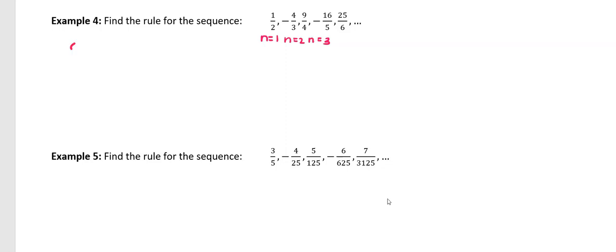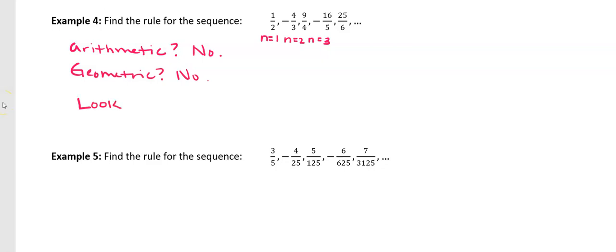So what that's telling us is that we do not have an arithmetic sequence, and we do not have a geometric sequence. So when you don't have one of those very prescribed sequences, the next best thing is to look for patterns. Okay, so that is what we're going to do.